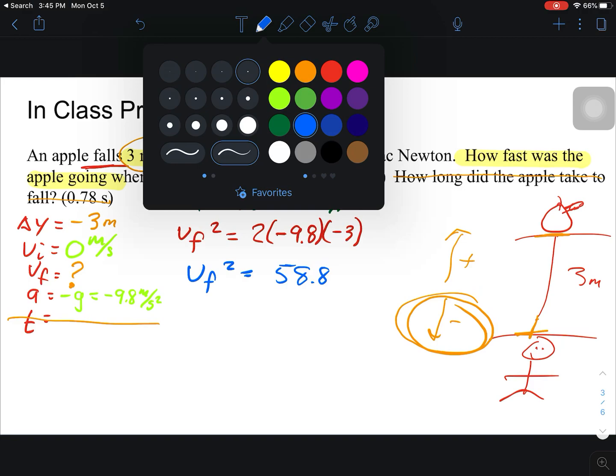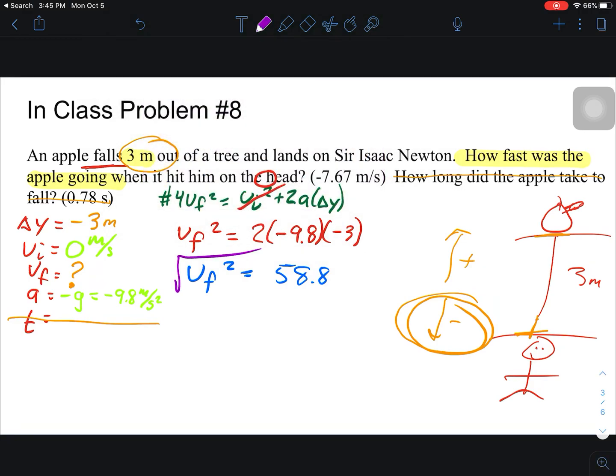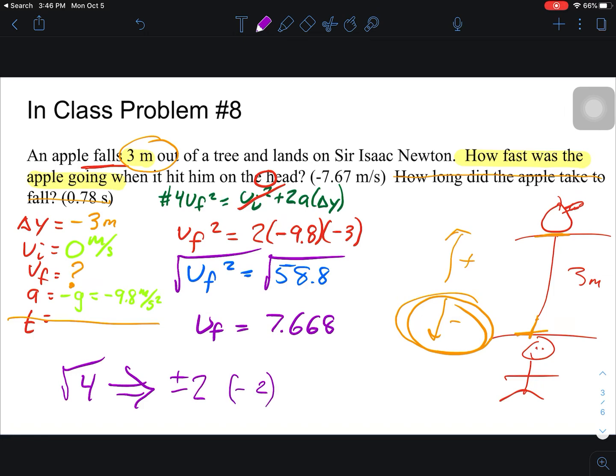Now we need to take the square root of both sides, and my final velocity is equal to 7.668. And I'll add units in a second because I want to talk quickly. Square root of 4 is plus or minus 2, right? Because negative 2 squared equals 4, and positive 2 squared is equal to 4, so we say plus or minus. Now the reason I'm drawing your attention to that is the correct mathematical answer is plus or minus 7.668.